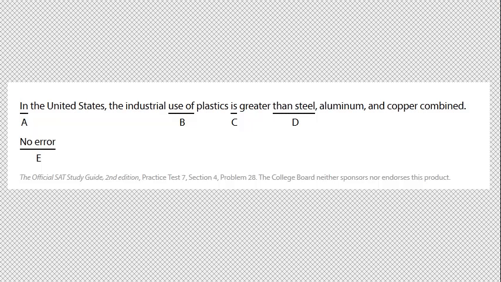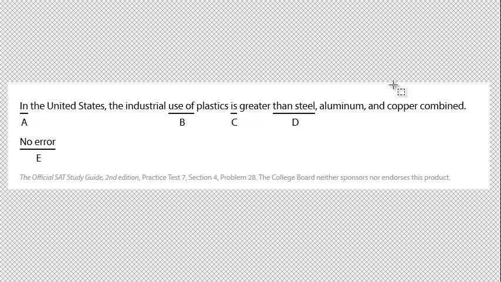Here's an identifying the sentence error question from the official SAT study guide that has a parallel structure error. The sentence reads, in the United States, the industrial use of plastics is greater than steel, aluminum, and copper combined. It's easy to assume that this parallel structure error will occur under the list sentence category because steel, aluminum, and copper are all listed out in this sentence.